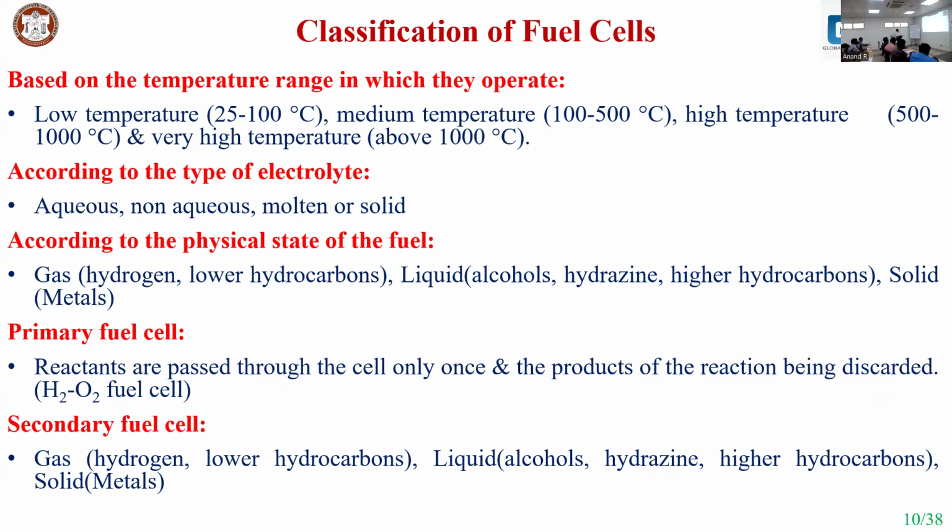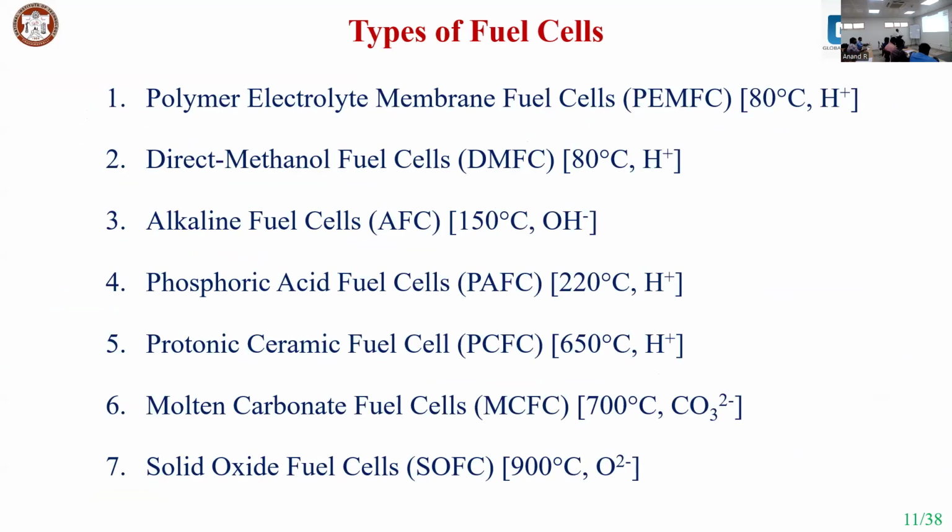Then in a secondary fuel cell, the fuels are generally gas, hydrogen, liquids and solids. There are also different fuel cells based on temperature. At low temperature you have the PEM fuel cell, the polymer electrolyte membrane fuel cell, because the membrane is a polymer in nature. This is all electrolyte, right? Here we are going to use hydrogen as the fuel.